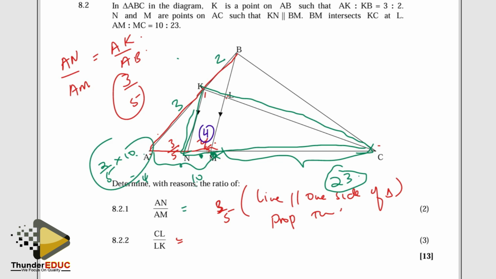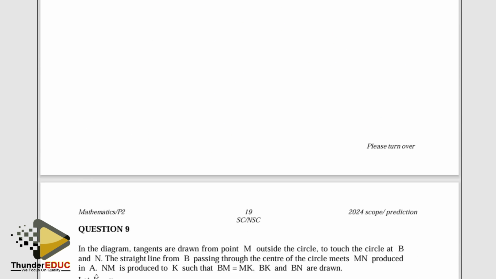Now they want the ratio of CL to LK. So I'll say that CL to LK must be the same as CM over NM. Okay, so that's going to be 23 over 4. So what we do, start by getting the NM and then use the proportionality theorem to represent that. All right, so that's done.